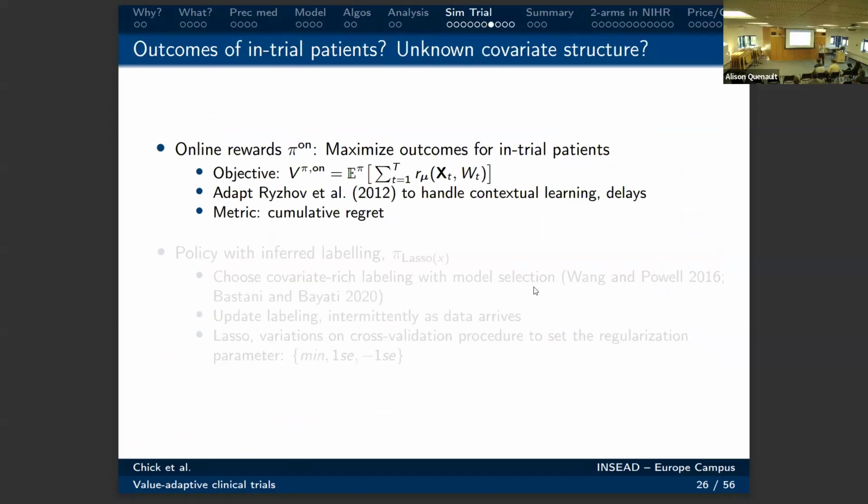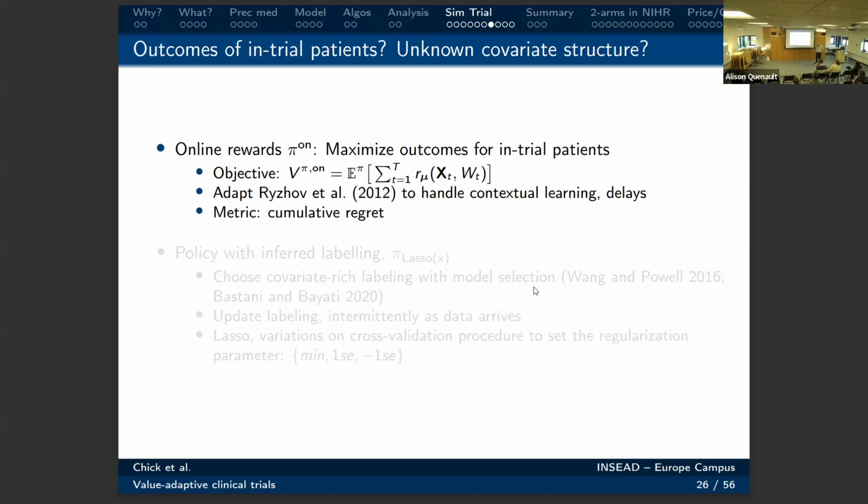So that's for what in the bandit literature would be sample and then commit. What if we want to, in a more usual bandit world, account for the outcomes for the patients in the trial and not necessarily after the trial. That's the online reward. So we can write that. It's a relatively straightforward adaptation using some techniques published by Ilya Ryzhov for non-contextual setting without delays. So we've adapted that to account for delays and contextual learning.